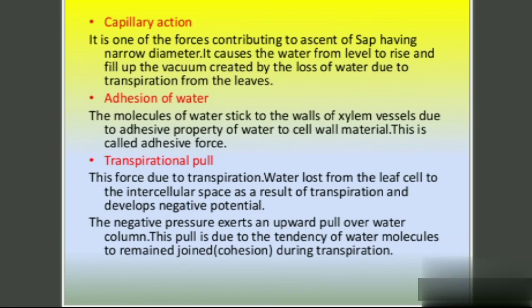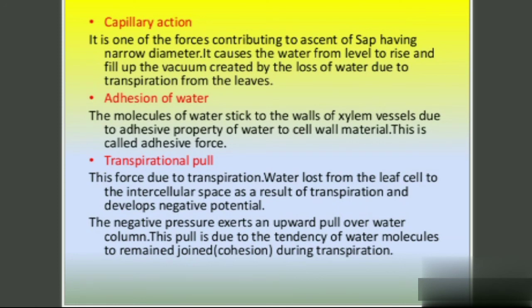Transpiration is a process in which water is lost through the leaves. Because the water is being lost, a negative potential develops in the leaves. Because of that, the leaves start pulling the water towards themselves, creating a pull from the root and the stem, and the water reaches the leaves. So this is the transpirational pull. Negative pressure is developed, and because of that the water moves in the upward direction.